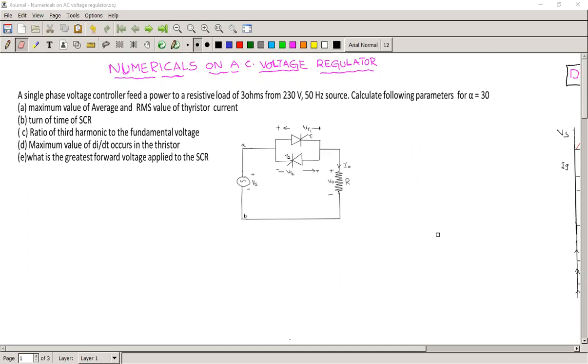Welcome to today's class. In this class, we are going to solve two numericals on the AC voltage regulator.